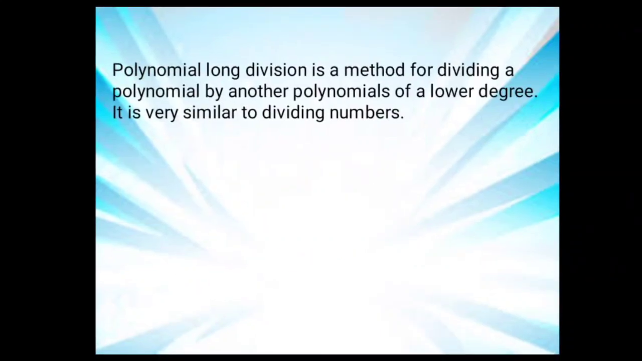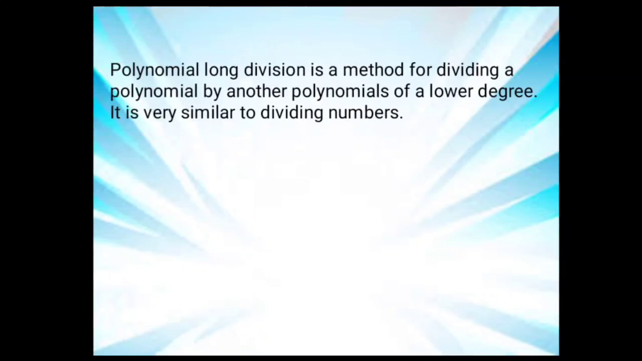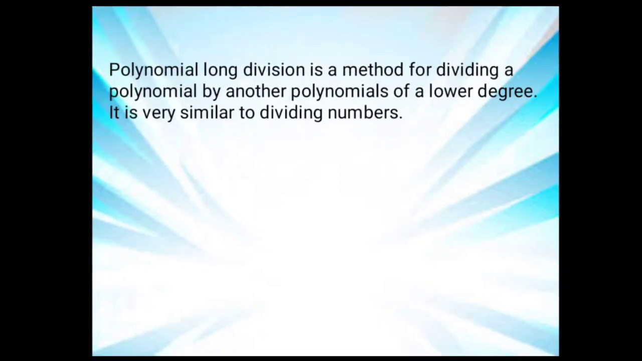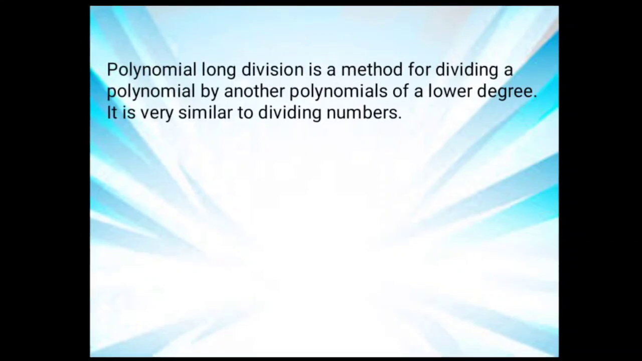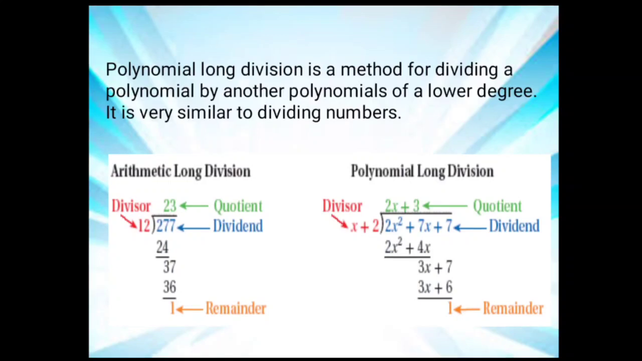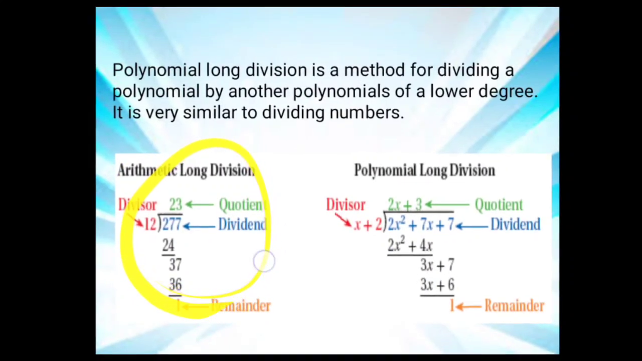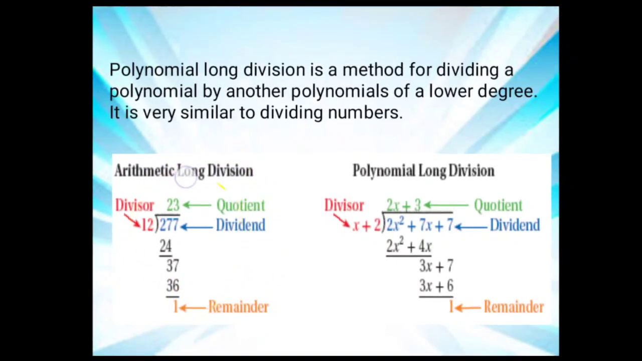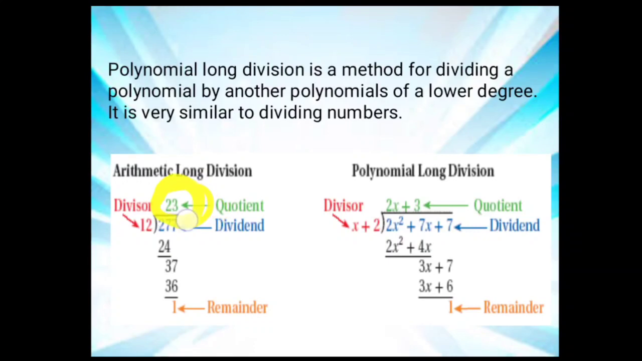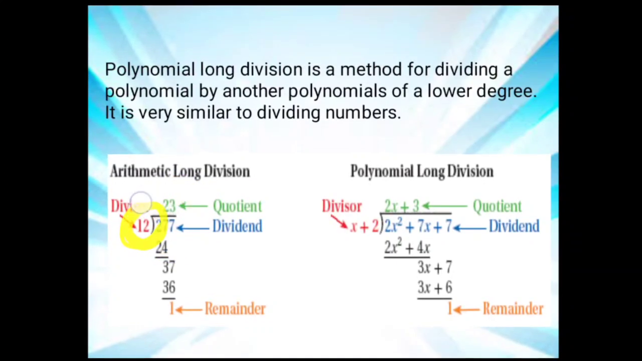Polynomial long division is a method for dividing a polynomial by another polynomial of a lower degree. It is very similar to dividing numbers. So let us take a look at the following illustration. As you can see, we have here arithmetic long division. So here we are dividing the numbers. As you can see, we have 277 divided by 12.